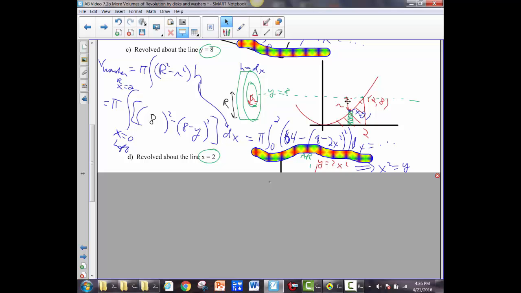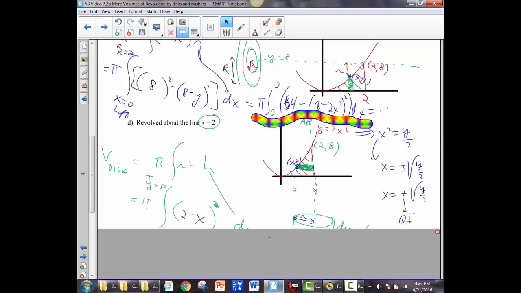Okay, so this is our little radius from here to here. So we know from here to here is 8, because that's the line y equals 8. And from here to here is y. So this little thing is 8 minus y. So it's 8 squared minus (8 minus y) squared. You can't leave the y. That one thing you cannot do, because this is in terms of x. So of course, remember, it was the equation y equals 2x squared.